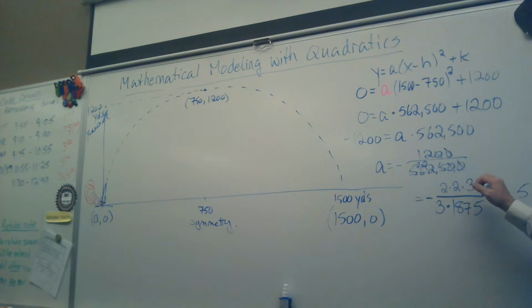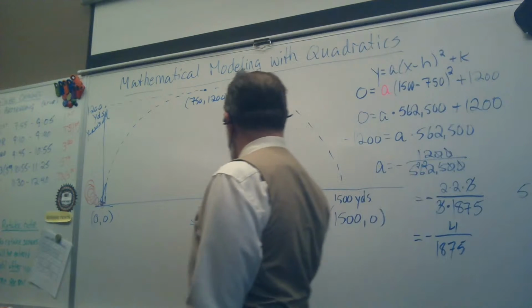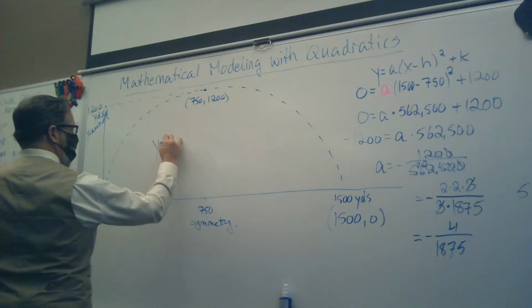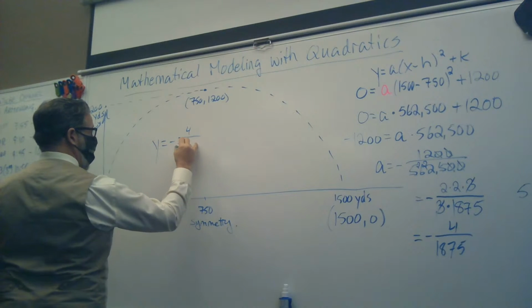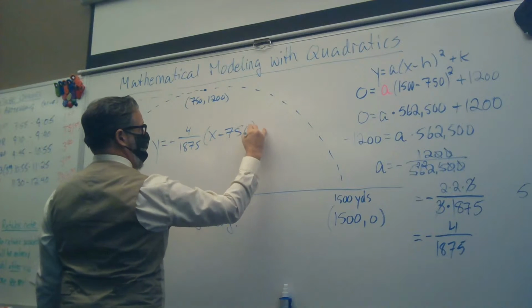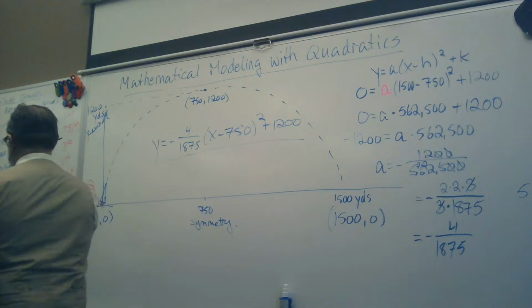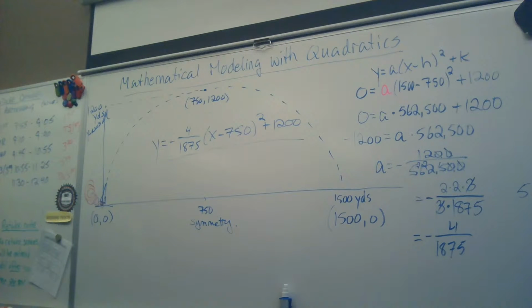And now I can reduce the 3. And my stretch factor is going to be negative 4 over 1875. And I'm going to go write my equation. Y equals negative 4/1875 times (x minus 750) squared plus 1200. There's the flight path of my rocket.